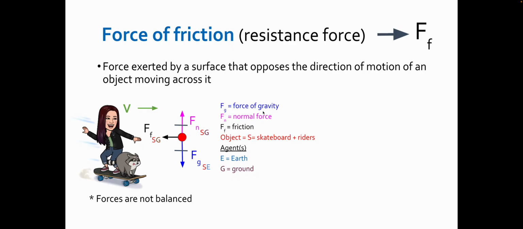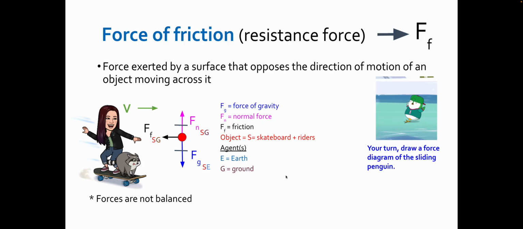So here we go. The force of gravity is Fg. Fn means normal force. Ff stands for friction. The object is S for skateboard plus the riders. And who's pushing or pulling on the system? The earth and the ground. Okay? All right, your turn.